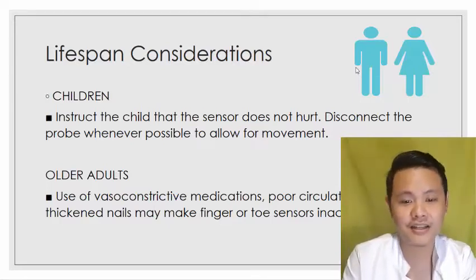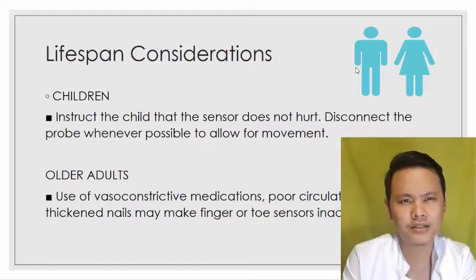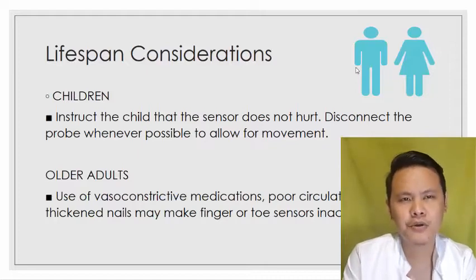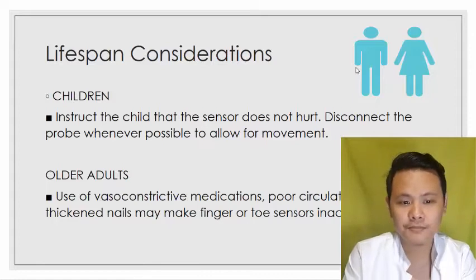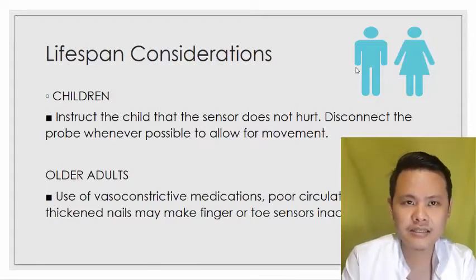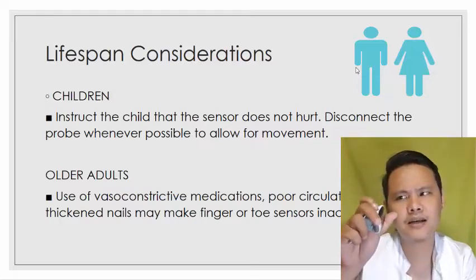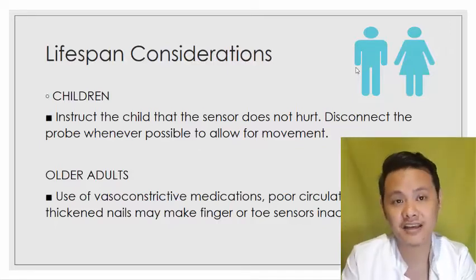And then last is for the older adults. Okay, merong mga gamot. Okay, there are certain medicines such as vasoconstrictors na pwedeng makipag-impede ng circulation. So, we have to take in consideration to that. What else? For circulation, also the thickened nails. Okay, the pulse oximeter may read it inaccurately kapag ganun yung mga case natin.